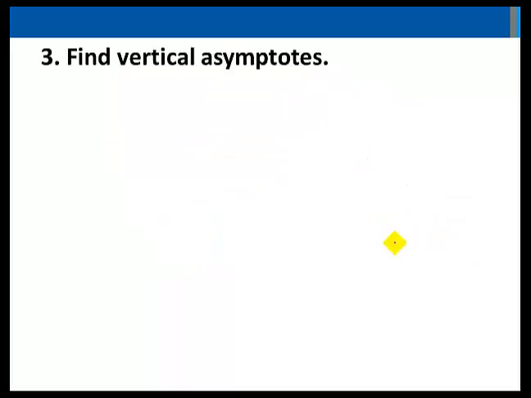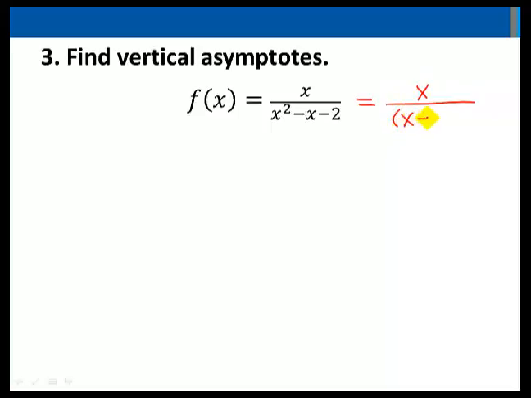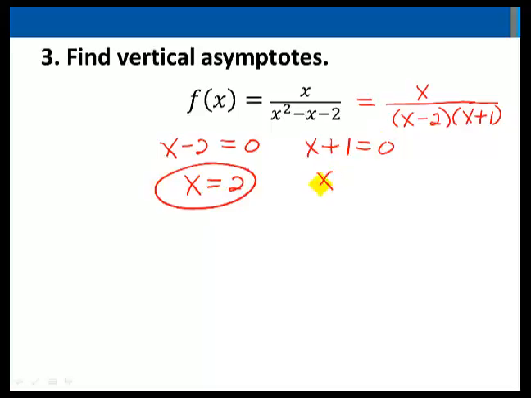Let's next find vertical asymptotes. F of x equals x over x squared minus x minus 2. Again, it's easiest to look at this with the denominator factored into x minus 2 times x plus 1. I'll set each of those factors equal to 0 to find the vertical asymptotes. And we have vertical asymptotes of x equals 2 and x equals negative 1.